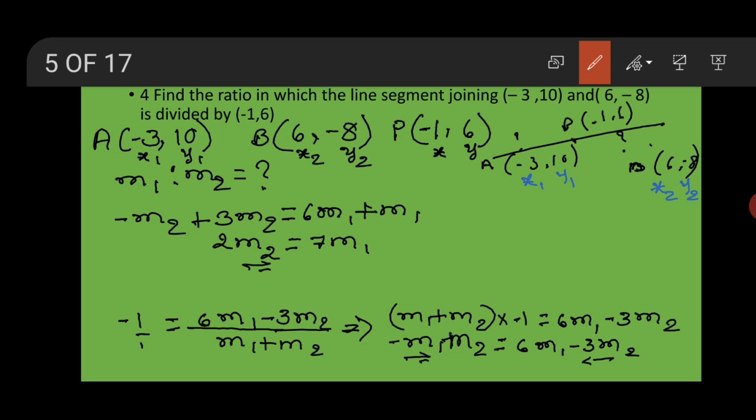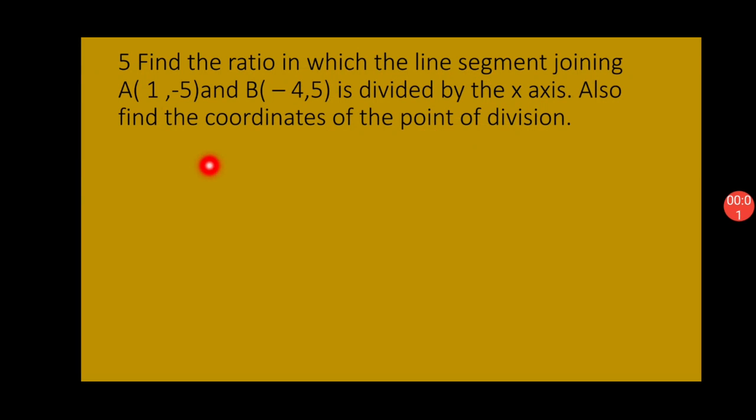So it is equal to, simplify, 2m2 is equal to 7m1. Now m1, carry m2 to right hand side and into 7 to left hand side, it becomes what? Now m1, carry m2, then it becomes divided by m2. So it is equal to, what is there? 2 only, divided by, into 7, it becomes divided by 7. So m1 is to m2 is equal to 2 is to 7.